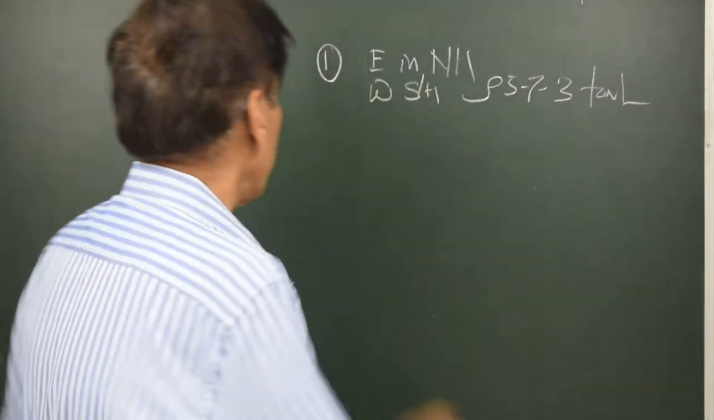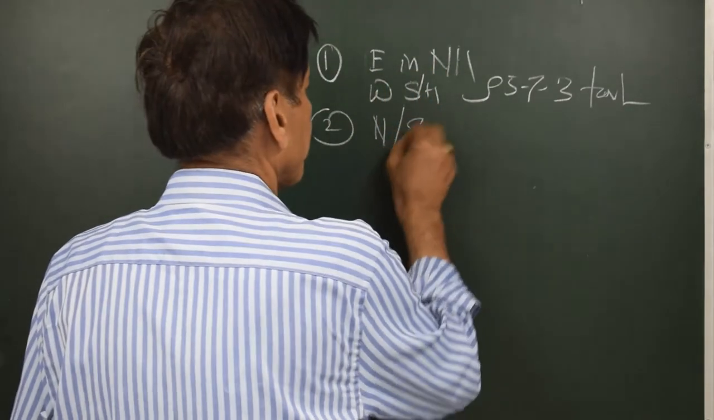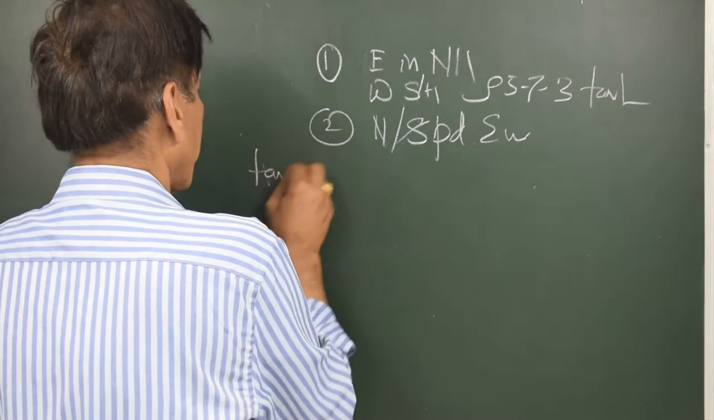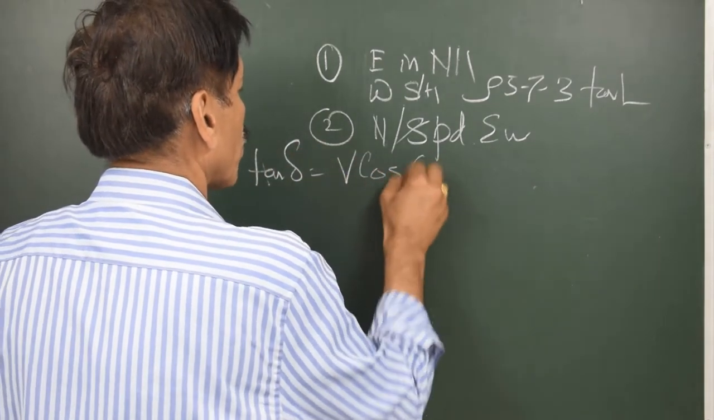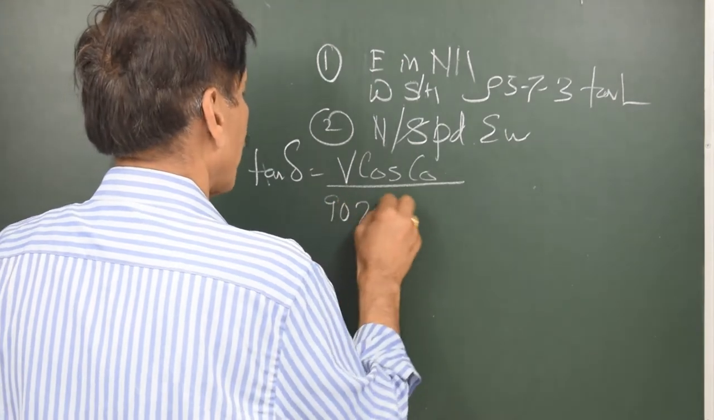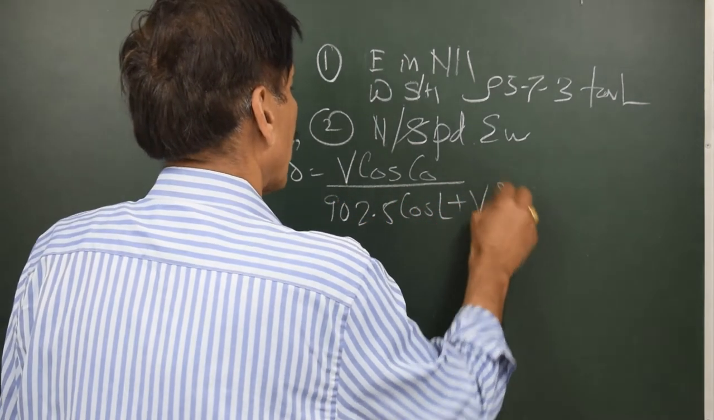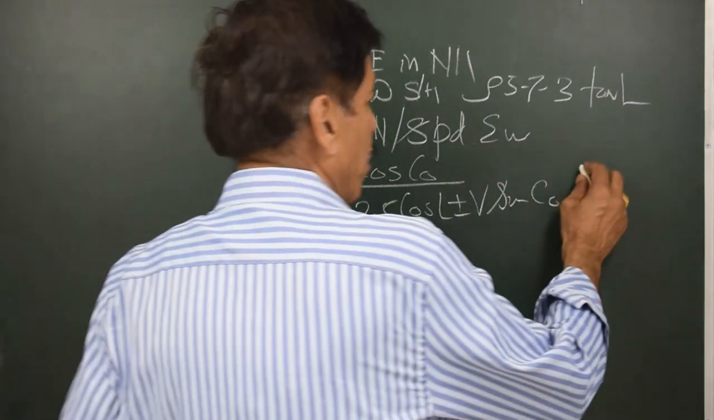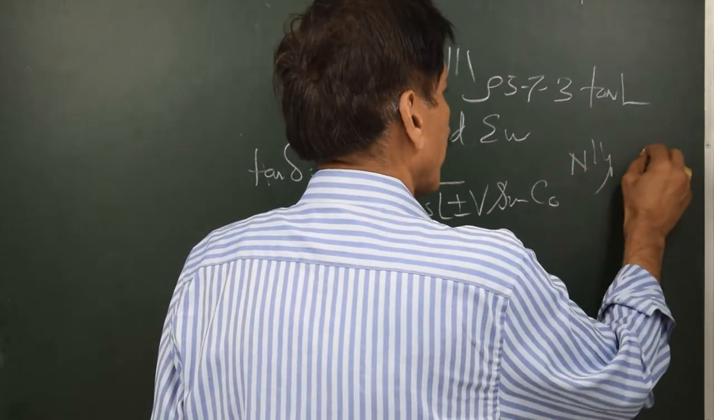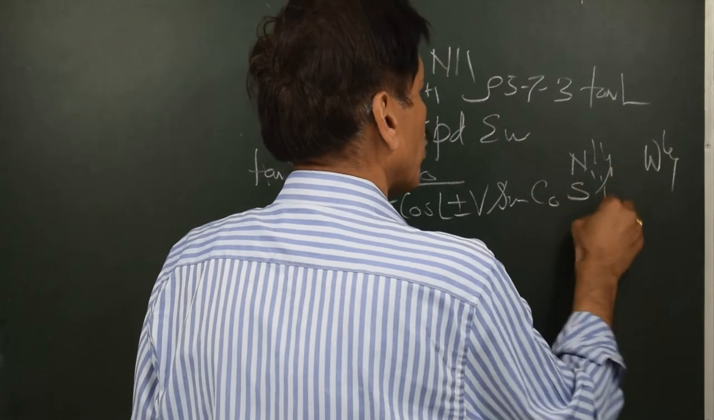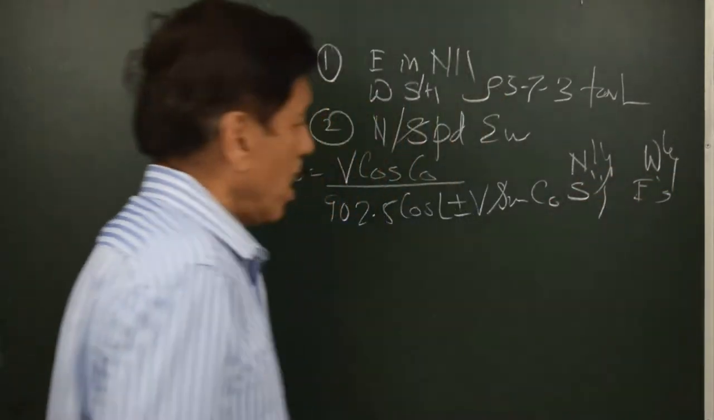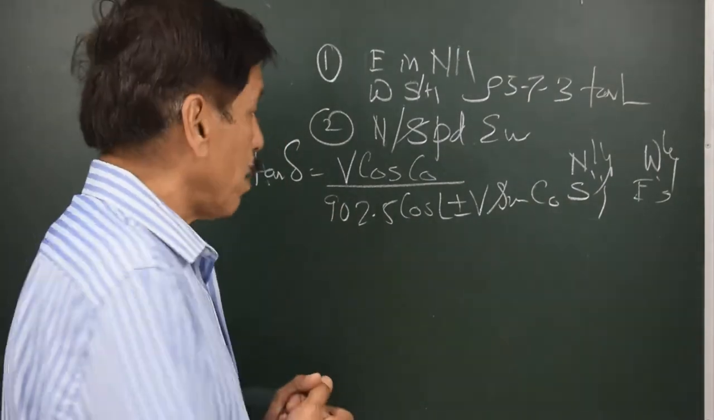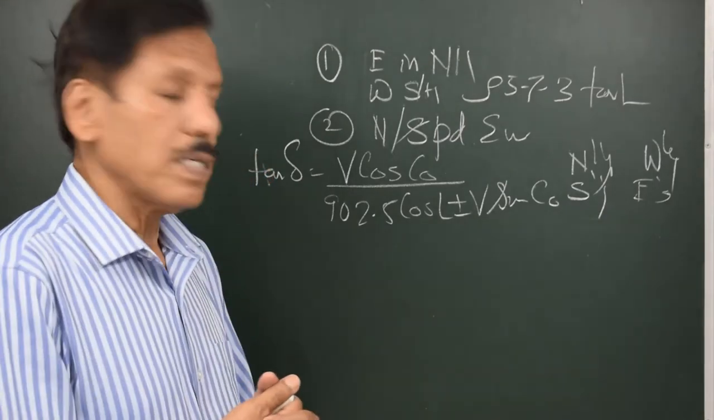Now the second error, that is north-south speed error, is given by the expression tan delta is equal to V cos course upon 902.5 cos L plus V sine course, or in general we may write plus minus V sine course. What we may remember is on northerly courses the error is westerly, and on the southerly courses the error is easterly.